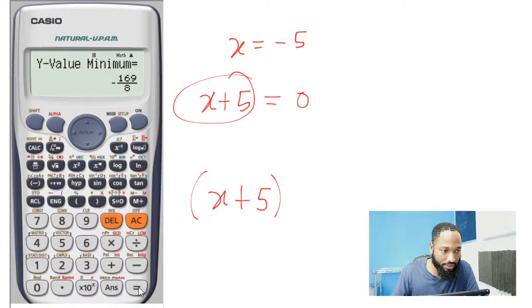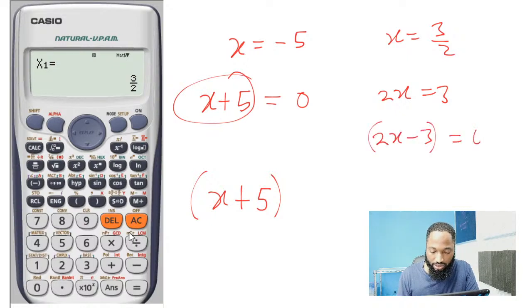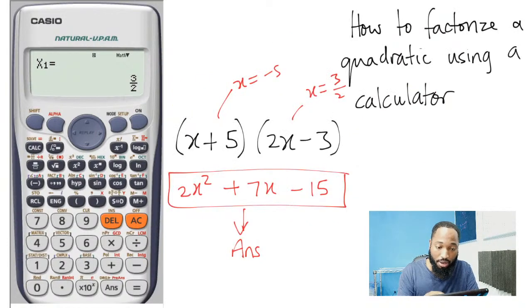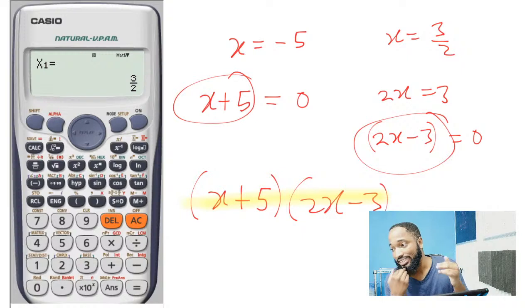Let's go back and see. The next thing we got was x is equal to 3 over 2. Bring across the 2, so it will be 2x is equal to 3. Now you bring across the 3. 2x minus 3 is equal to 0. This is the next factor. Put that there. Now if you take a little peep back, it's the same thing. You just factorized the quadratic using your calculator. This does come in real handy.